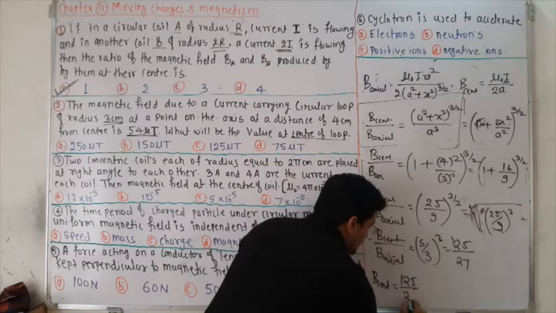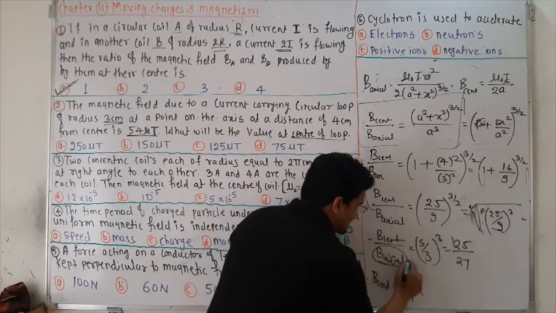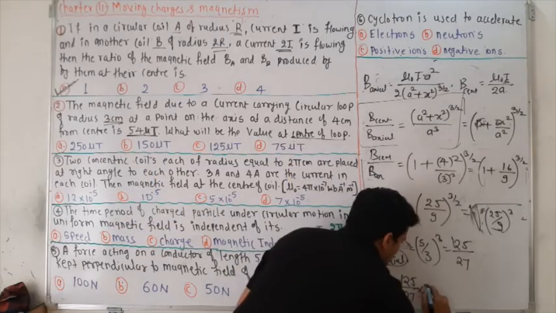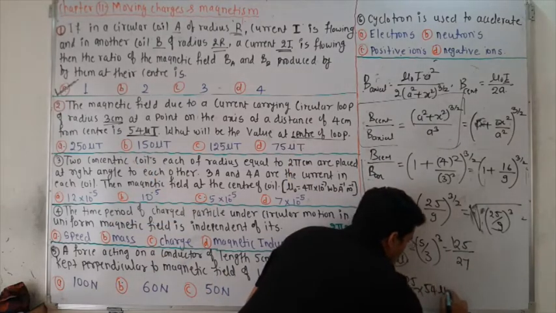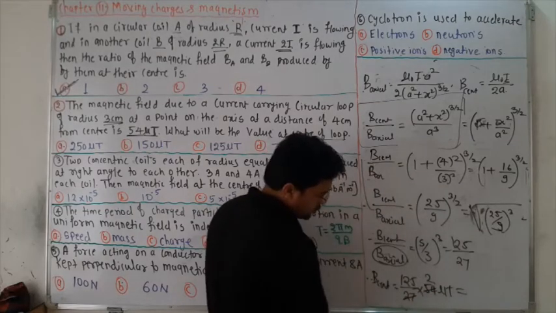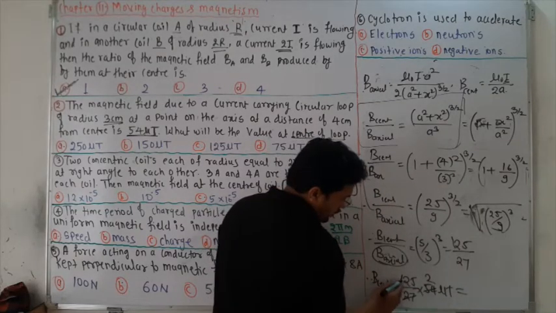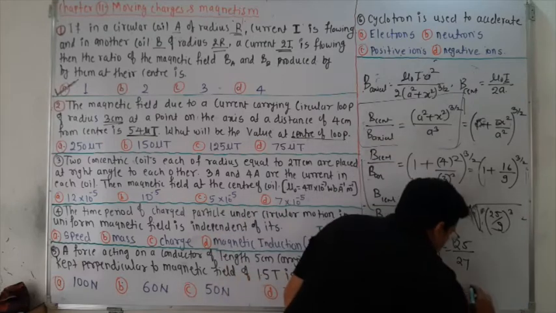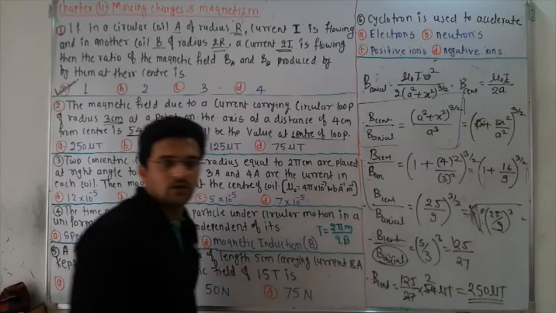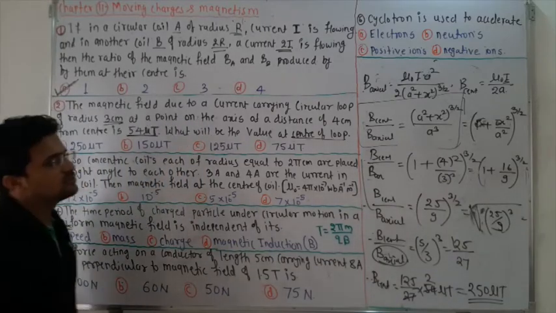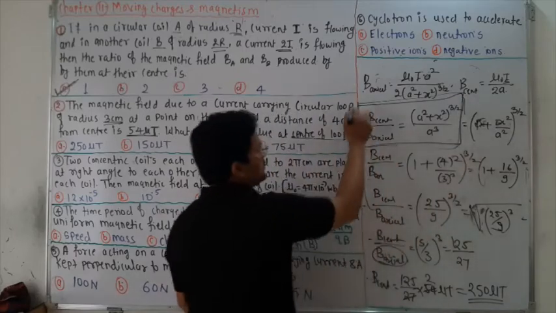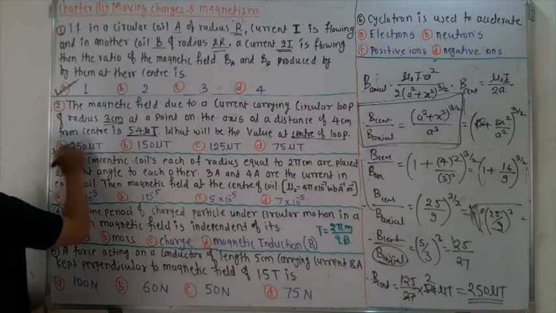Therefore B center is equal to 125 divided by 27, and this B axial will move that side. B axial is given as 54 micro Tesla. So 27 twos are 54, and 125 multiplied by 2 becomes 250 micro Tesla. Sometimes you have to use short tricks like this. So remember this equation, very important. So the option is correct.